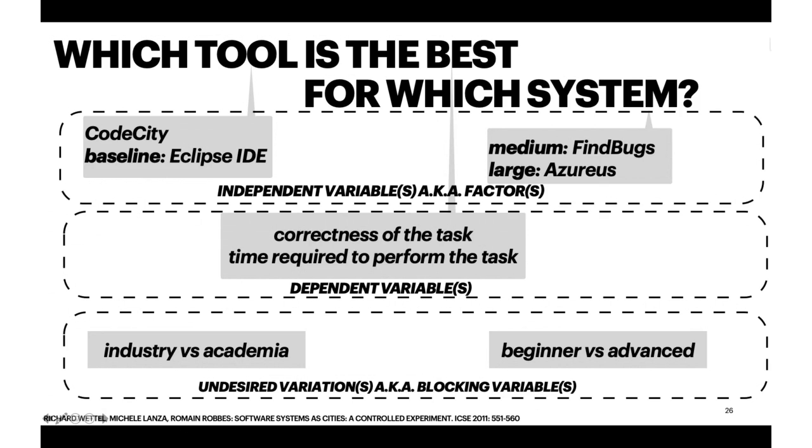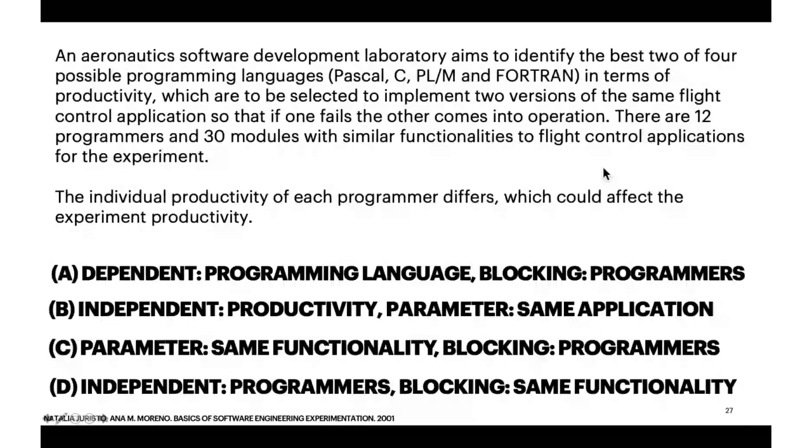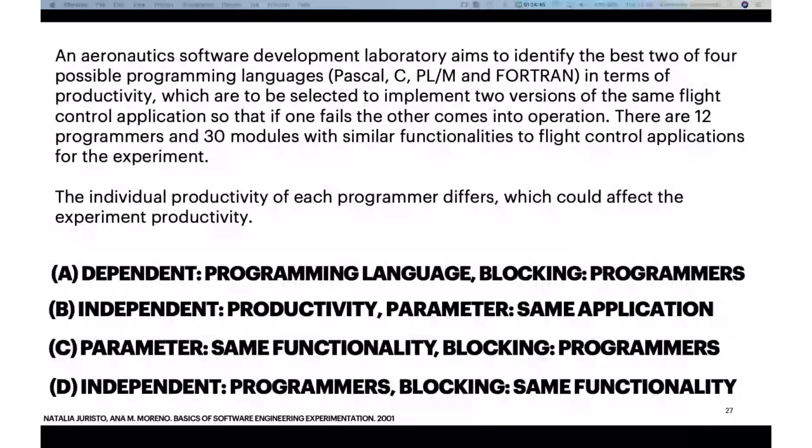Okay, let us continue. This is a small story from the book of Natalia Juristo and Ana Moreno. I'm going to use it for the lecture of today. It's a story of an aeronautics software development laboratory. And the task for you is to identify independent variables, dependent variables, parameters, and blocking variables. So there are four types of variables in this story. The question is, as usual, A, B, C, D. Let me start the poll. And we are going to see the detailed answers on the next slide.